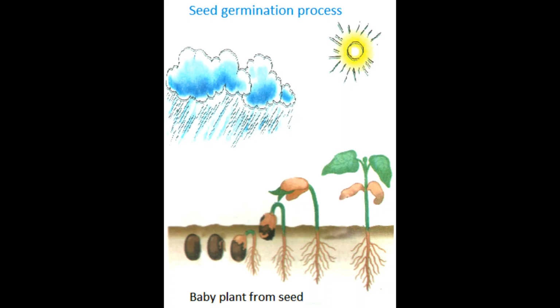When a seed grows into a baby plant, the process of a seed growing into a baby plant, we call this process seedling. The seedling is the baby plant itself. From seed to seedling, this process is called germination.